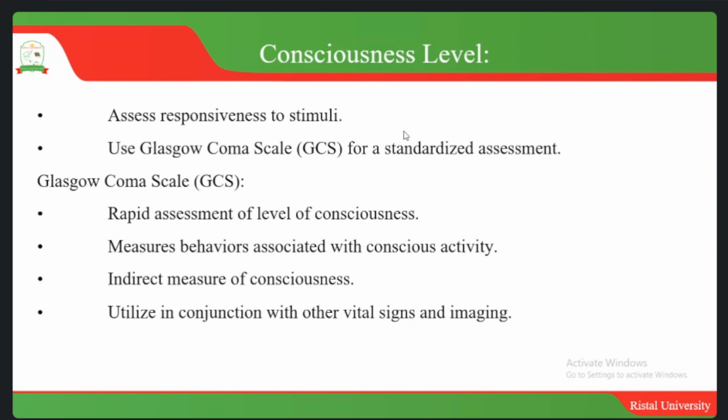So when you do the Glasgow Coma Scale, you can also relate the different vital signs that you take from your patient and also other imaging that you may be able to carry out in relation to the different presentations of your patient, especially the CT scan, which can tell you what is happening in the brain and the different nervous systems of your patient. So this can help you come up with the actual consciousness levels of your patient.